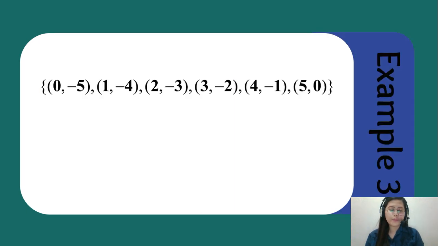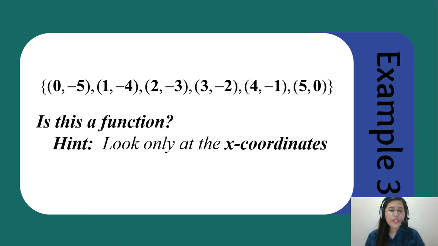Example po tayo. So, we have here a set of ordered pairs, which is a relation. The question is, is this a function? Paano natin malalaman na function siya? Look only at the x coordinates. Tingin ka lang sa x coordinates mo. We have 0, 1, 2, 3, 4, and 5. Unique ba siya? May naulit ba? Kung napapansin natin, wala po. So, matik yan ay yes, that is a function. Unique ang x values mo.